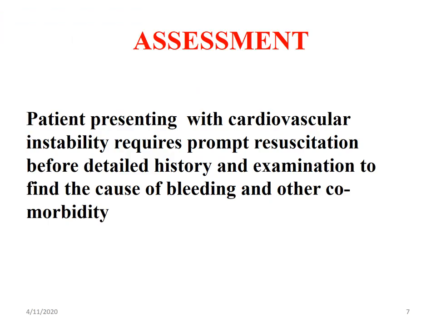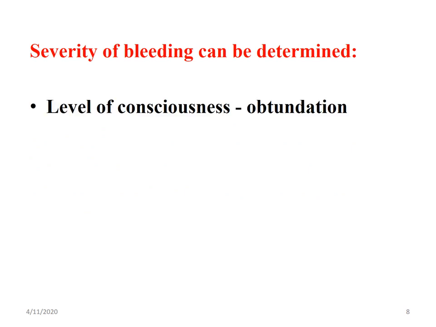How do we assess this patient? I will take a full history as rapidly as possible from this patient. For example, whether he has a cardiovascular disease or a respiratory disease that might worsen the condition of the patient, with a rapid examination of this patient. The severity of the bleeding can be determined by the level of consciousness.